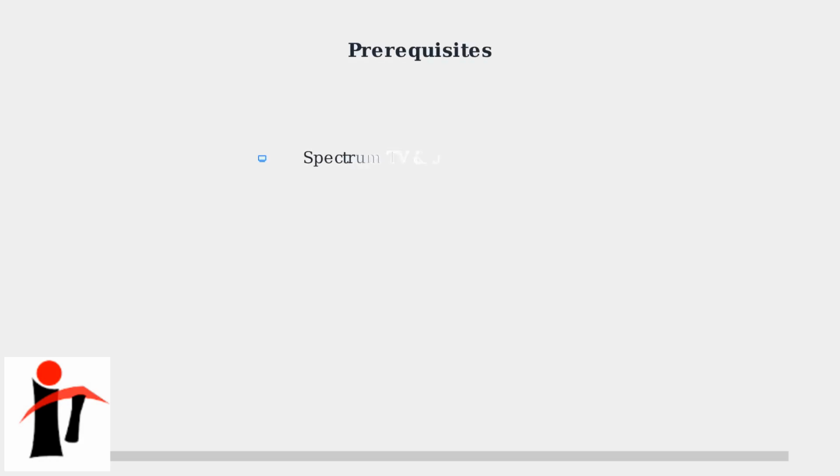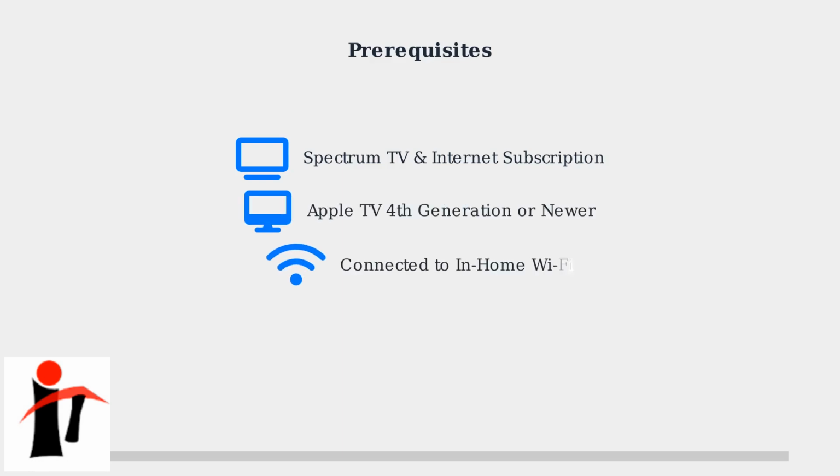Before downloading the Spectrum TV app on your Apple TV, you need to meet a few requirements. First, you must have an active Spectrum TV and internet subscription. Second, your Apple TV must be a fourth generation model or newer. Third, make sure your Apple TV is connected to your in-home Wi-Fi network. Now let's begin the download process.